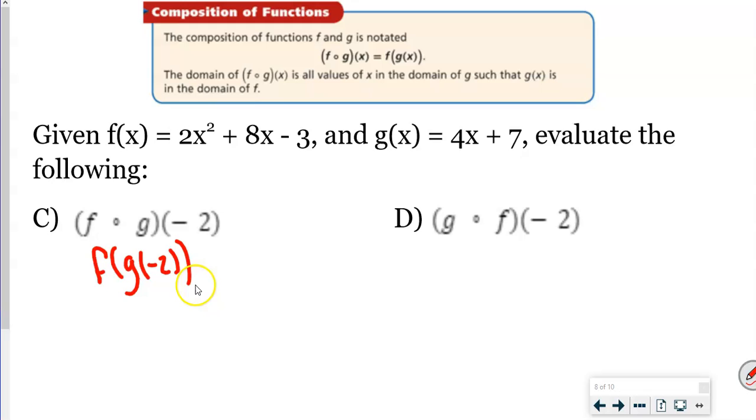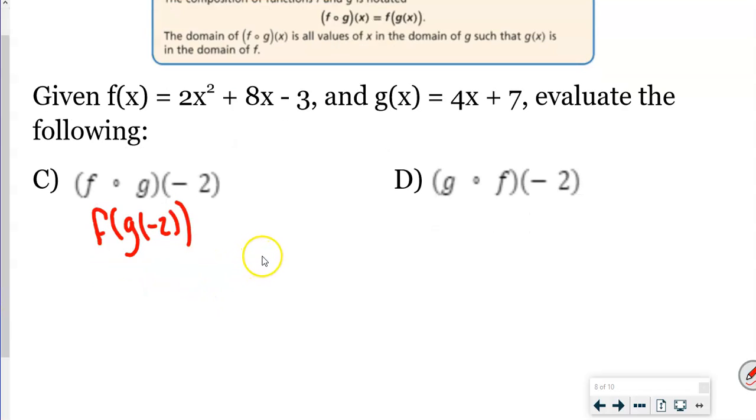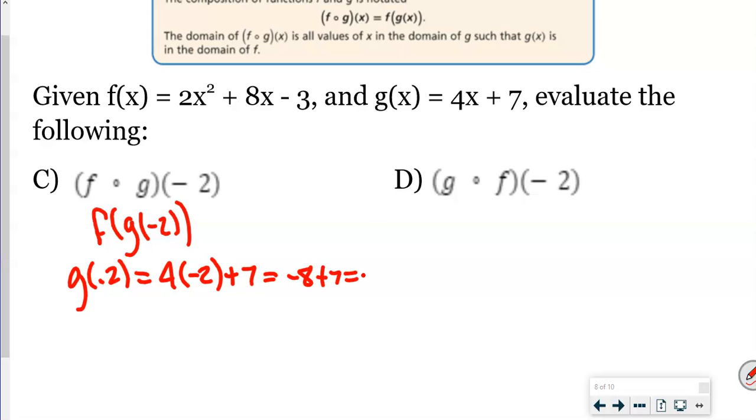That means we're going to do our g of negative 2, and then we're going to do our f of whatever that is. So we're going to do g of negative 2. Our g function is 4 times negative 2 plus 7. So that's going to be negative 8 plus 7, which is negative 1, right?